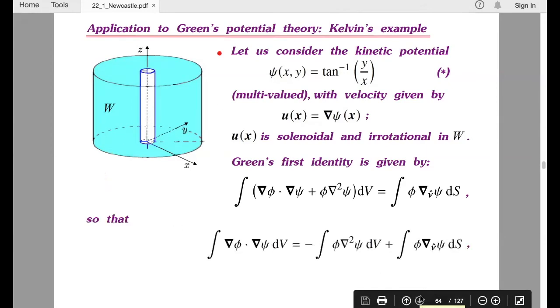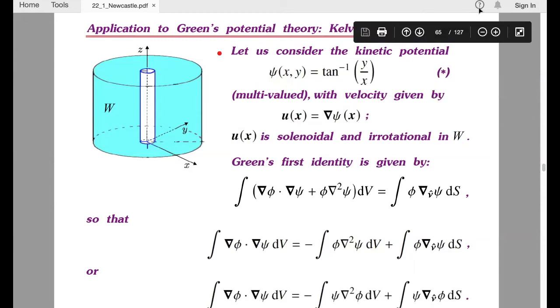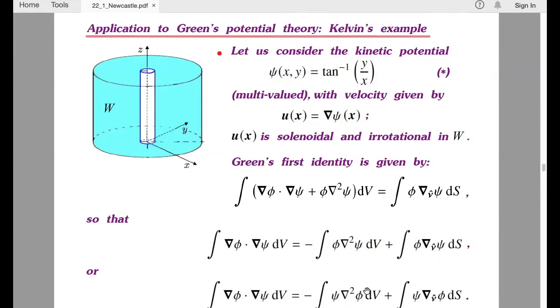All right, now let me rewrite this expression in this form. So I just take this term to the other side, and I can also rewrite the same expression in this alternative form, just equivalent, of course. It's just switching phi and psi, nothing else. Okay, so these are just the two forms of Green's identity.